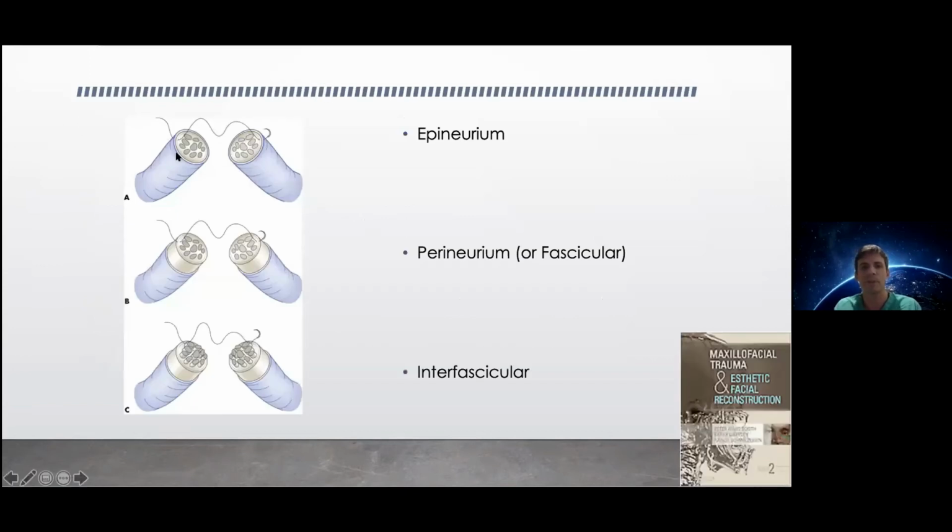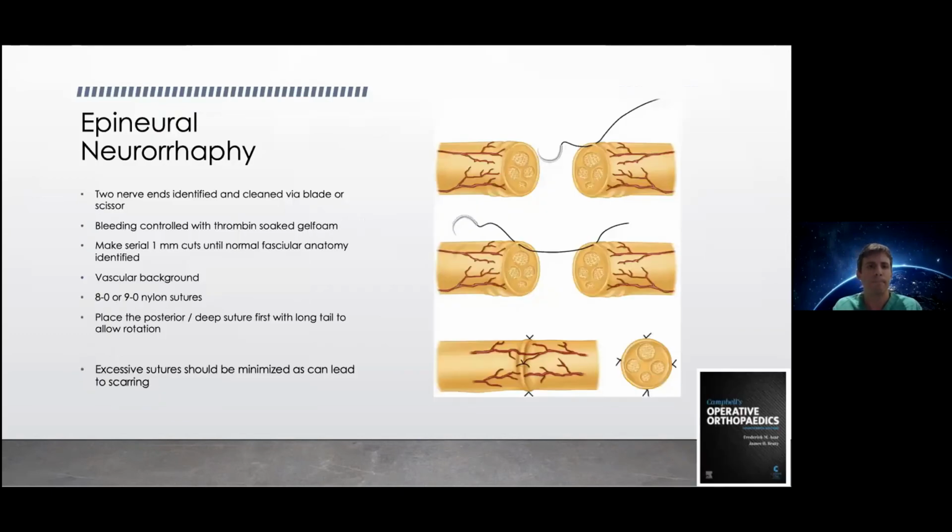So there's the epineurial sutures, there's the perineurial or fascicular sutures, and then there's the interfascicular repair, which is really only relevant for very large nerves with grafting. So the epineurial neurorrhaphy is suturing onto the epineurium, as you would think, and you use 8 or 9-0 sutures.